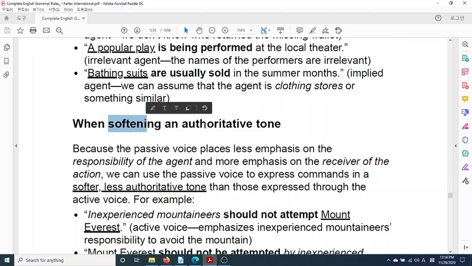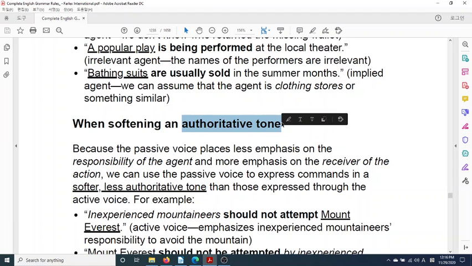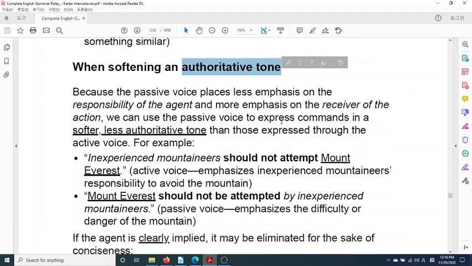When softening an authoritative tone. An authoritative tone is when you're trying to make it sound like you have authority, like you have knowledge or experience, or you know something very well. So you notice how I talk about grammar? I talk about English grammar as if it's something I'm an authority on, right? Like I'm the boss of English grammar. It's something I know very well.